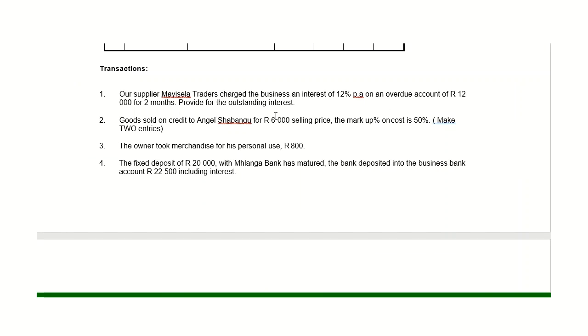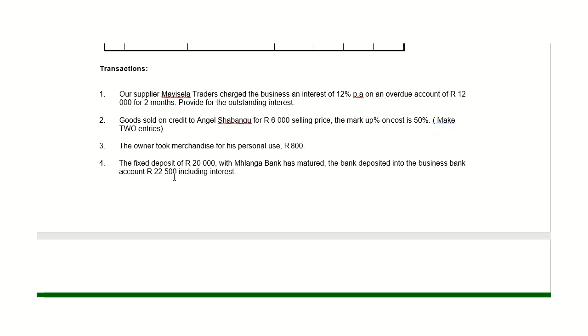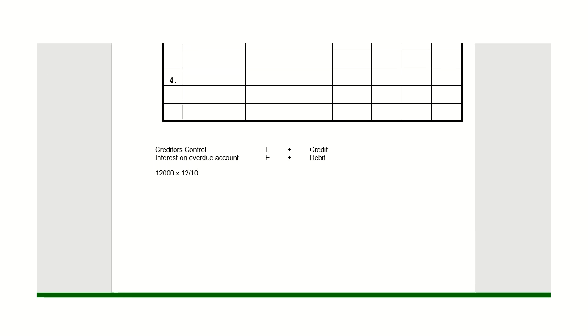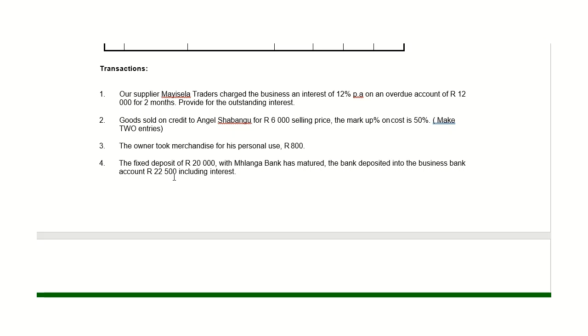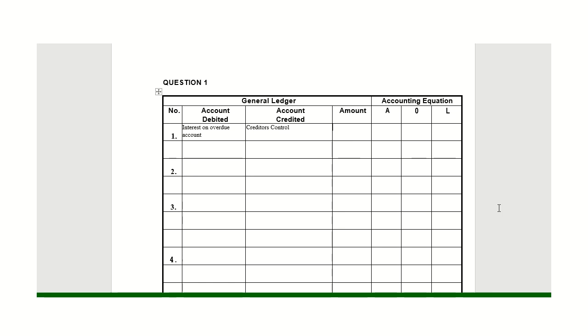The amount, now we've got to calculate the amount because they tell us we owe 12,000, we've got to pay 12% per annum per year, but we only charge 2 months. So let's see how we do that. So it is 12,000 that we owe them. On that we need to pay 12% interest, so it's 12 divided by 100, but not for a full year, so we've got to also multiply it by the number of months over 12, and that is 2 months, so it is times 2 over 12. So if I take 12,000, multiply that by 12 divided by 100, multiply by 2 divided by 12, it should give me 240. So the interest I need to pay is 240 Rand.